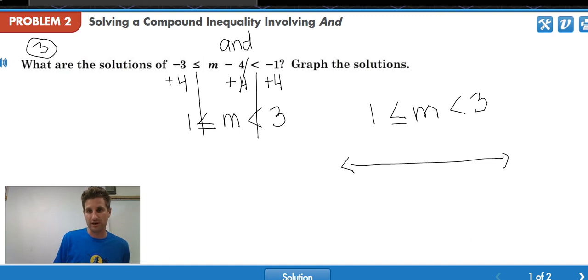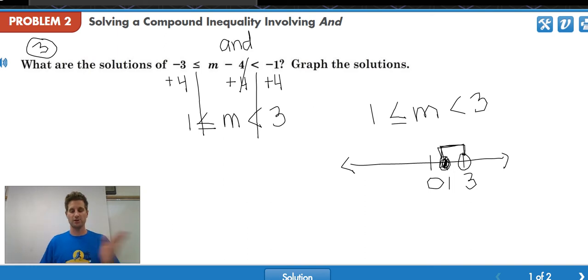What do you notice? The big number is always on the right, small number on the left. So we can literally just pull down this 3. 1's going to be over here. And open circle. This is going to be a closed circle. And we're going to graph in between them, okay? So if you want, you can just kind of draw a line connecting, and that's showing that our solutions are anywhere in between that section, okay?